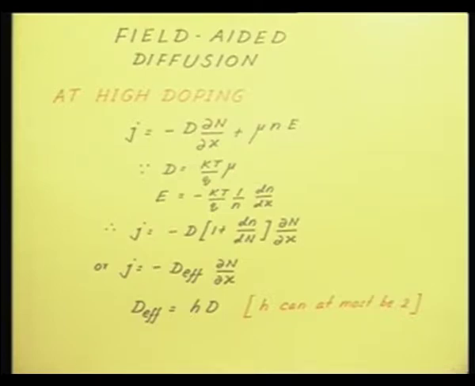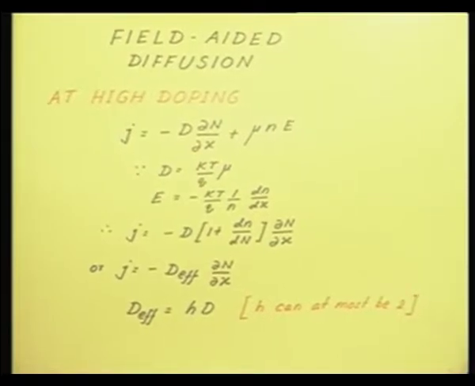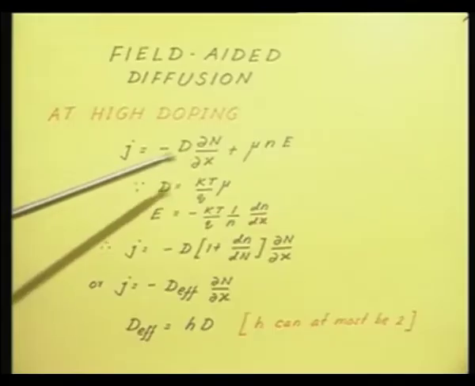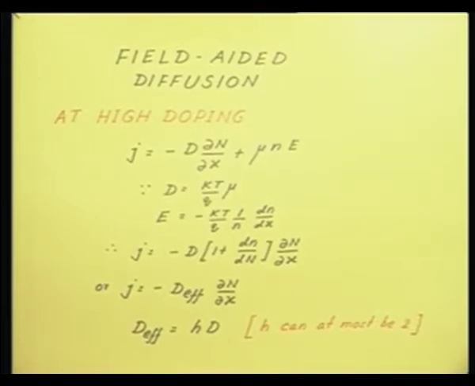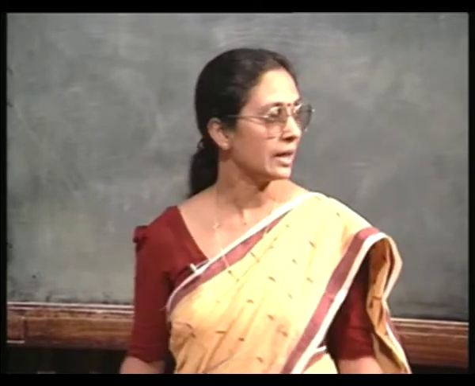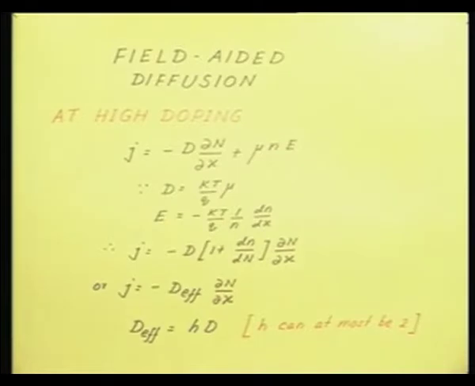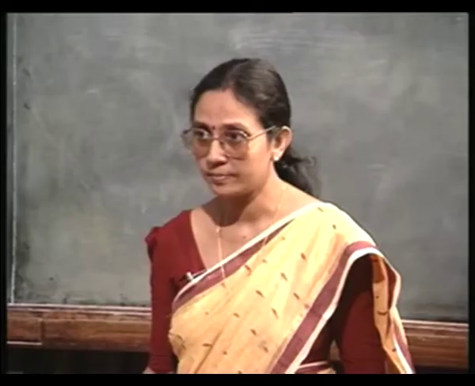In this case what happens? You see, so far when we have considered the diffusion process, we have considered the flux to be only proportional to the concentration gradient. That is, only the first term in this equation was considered, right. J is equal to minus D del n del x. But now, in addition to this concentration gradient, I have the beneficial effect of the electric field, and that is the second term, right. Mobility times electron concentration times the electric field. That is the drift component of the flux. The first component is the diffusion component, second component is the drift component, right.